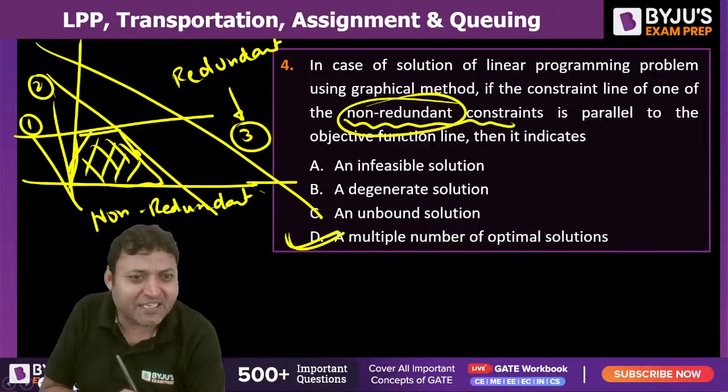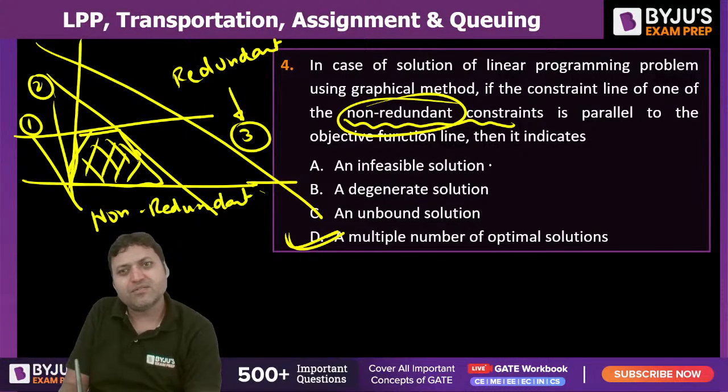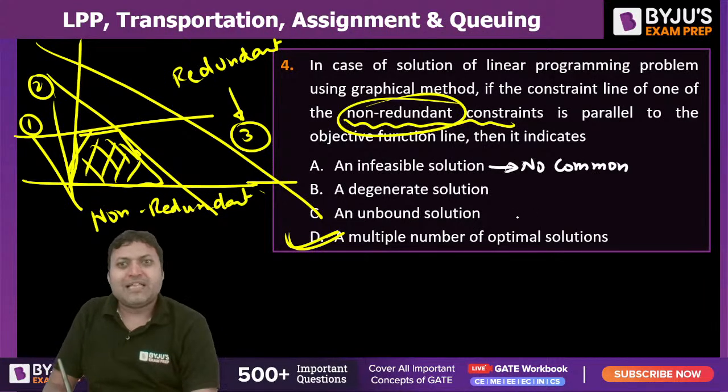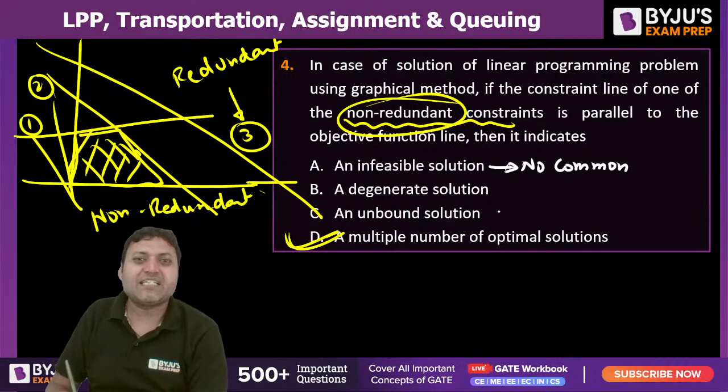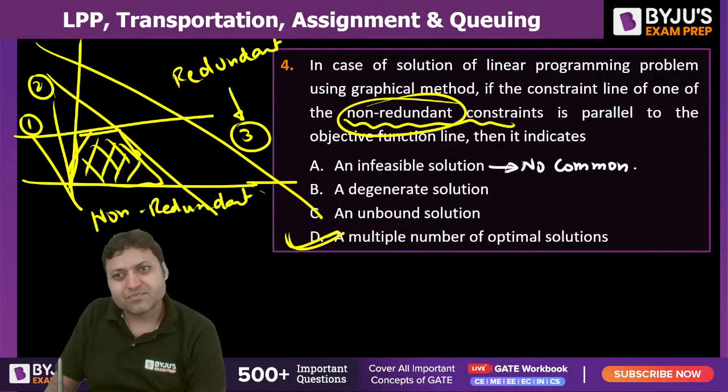When do we have infeasible solution? When there is no common region. The region satisfying all the constraints will not be there. Then it is infeasible solution.